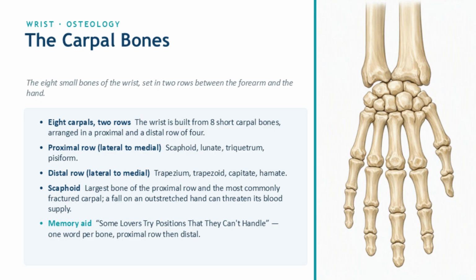These bones work together to absorb forces, distribute loads, and position the hand for countless daily activities. As you study the carpal bones, focus on their arrangement and relationship to the forearm and hand.